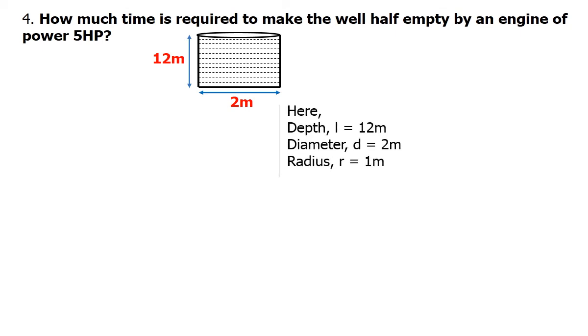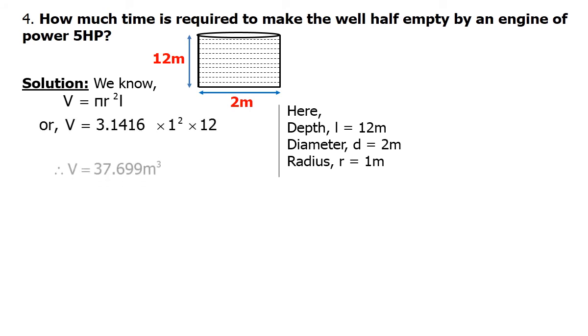First of all we have to calculate the volume. So here the given quantities are the depth L equals 12 meter, and the diameter 2 meters, so the radius will be 1 meter. The formula to calculate the volume of the deep well is V equal to pi r square L. Putting the value of radius and the length, we get the volume as 37.699 meter cube. Now we have to calculate the mass, and we will choose the formula of density rho equal to m by v.